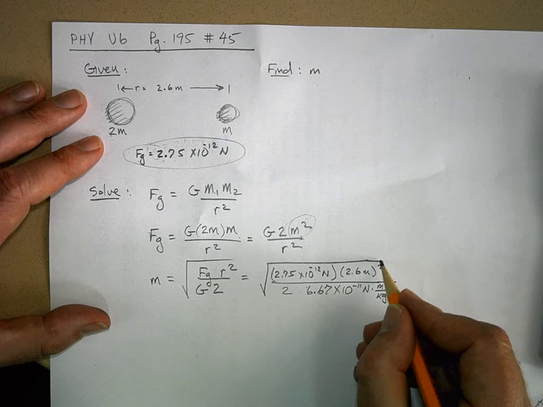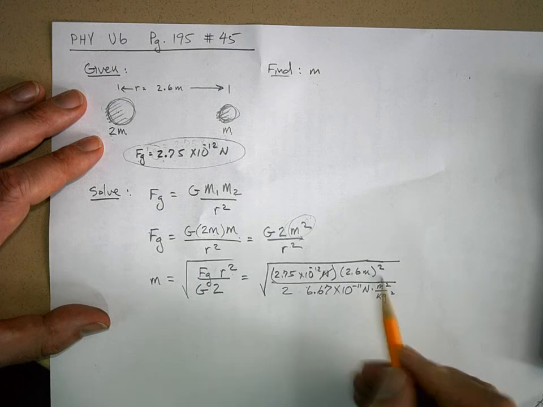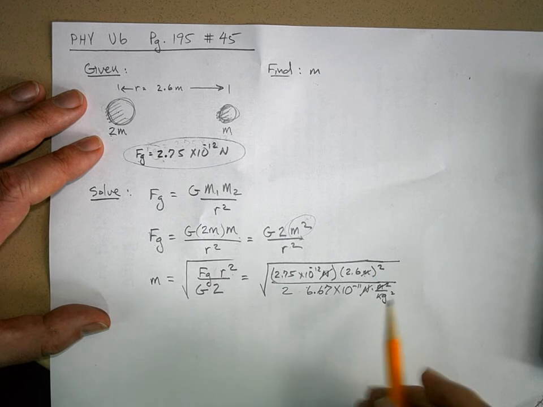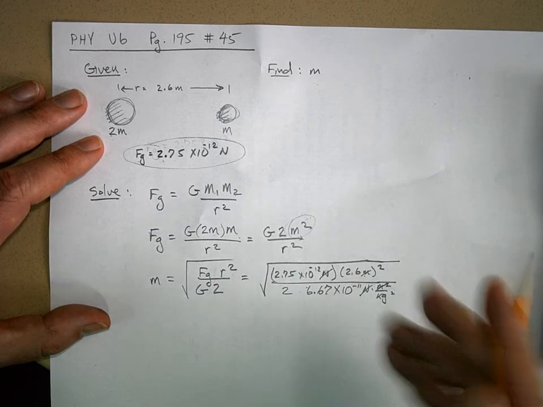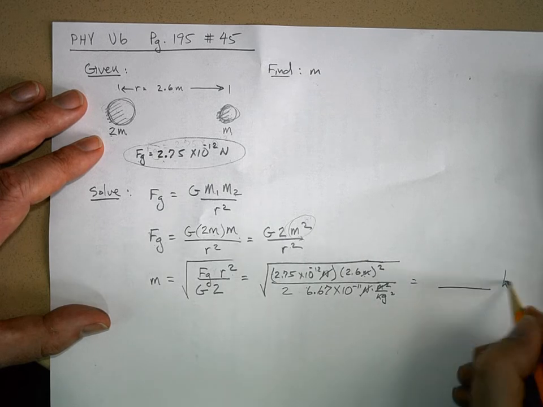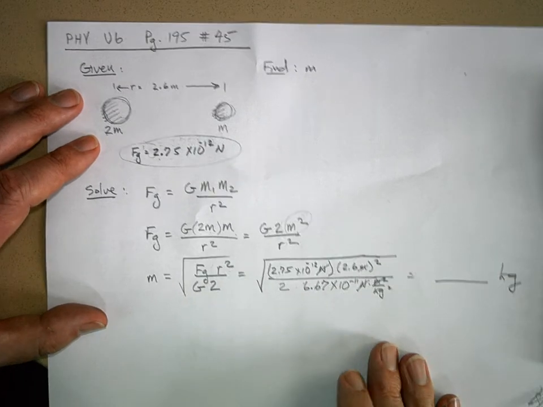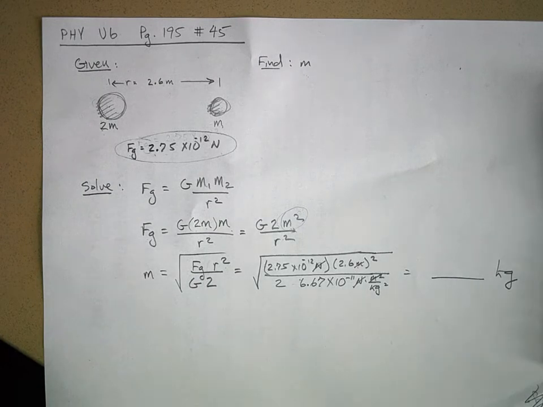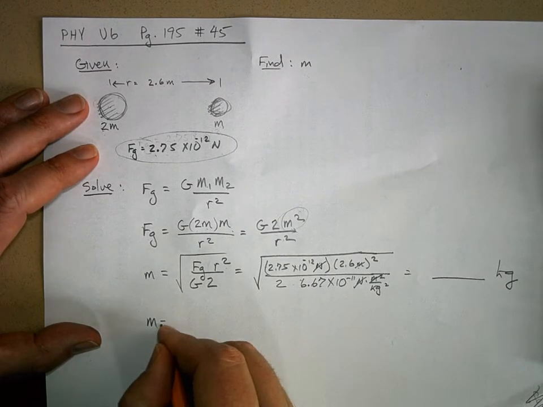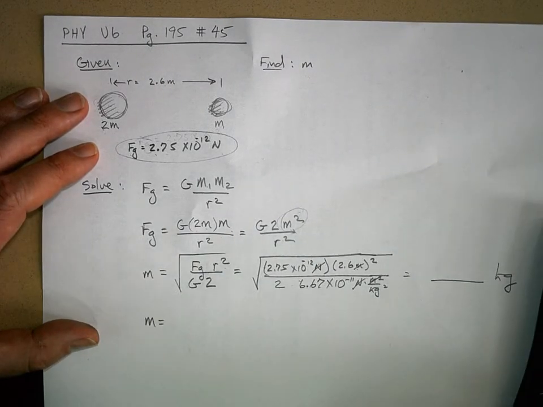And let's take a look at the units first. Look, the newton cancels the newton. We have a meter squared cancels the meter squared. We have a 1 over kilogram squared. Reciprocate, multiply, take the square root, and yes, indeed, we get kilograms. And by checking the units first, that's always a good thing to do, because then you know you're probably doing it right. If the units cancel out the way they should, you're in good shape. So now we just have to plug in all these values.